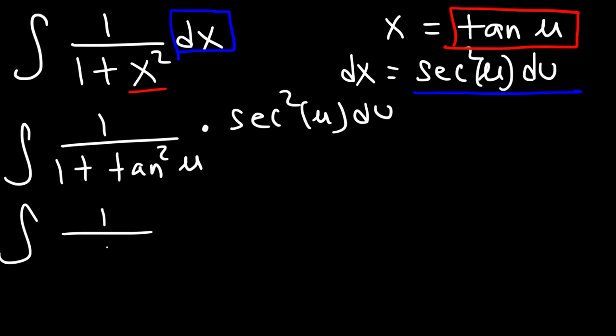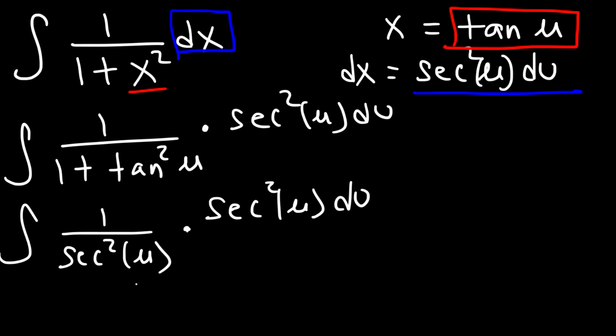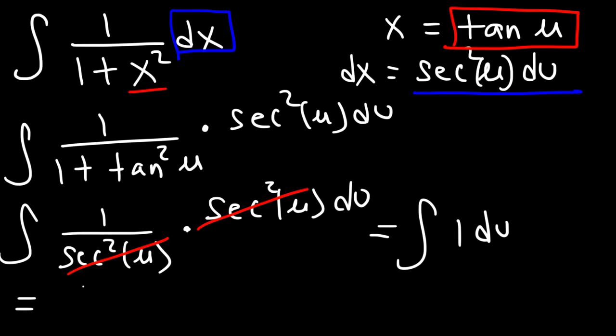So we have the integral of 1 over secant squared times secant squared u du. Secant squared divided by secant squared, that's going to be 1. So now we have the integral of 1 du. And the antiderivative of 1 du is just going to be u plus some constant of integration c.